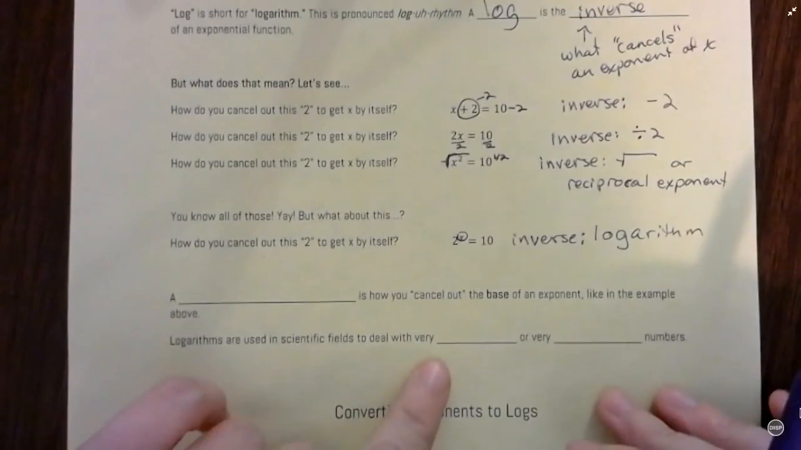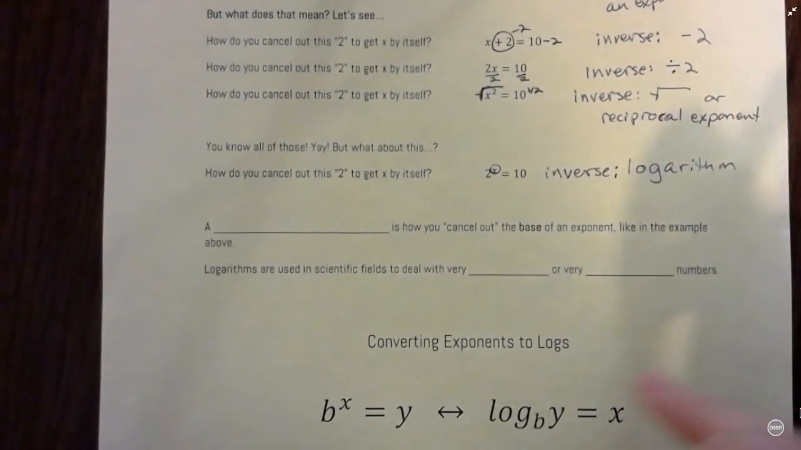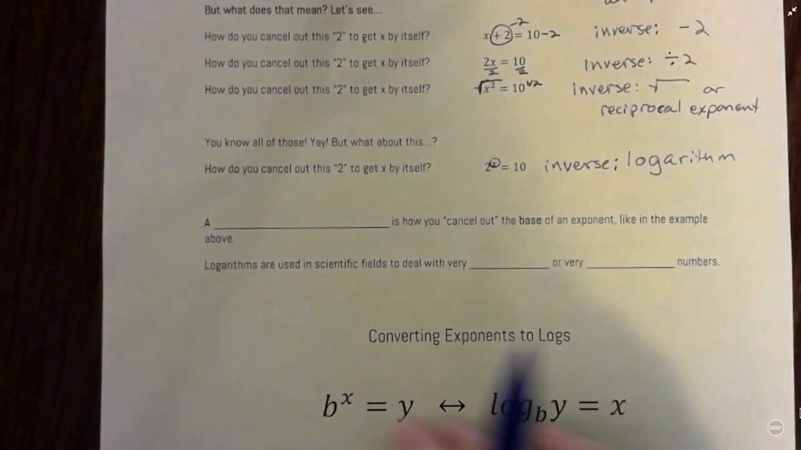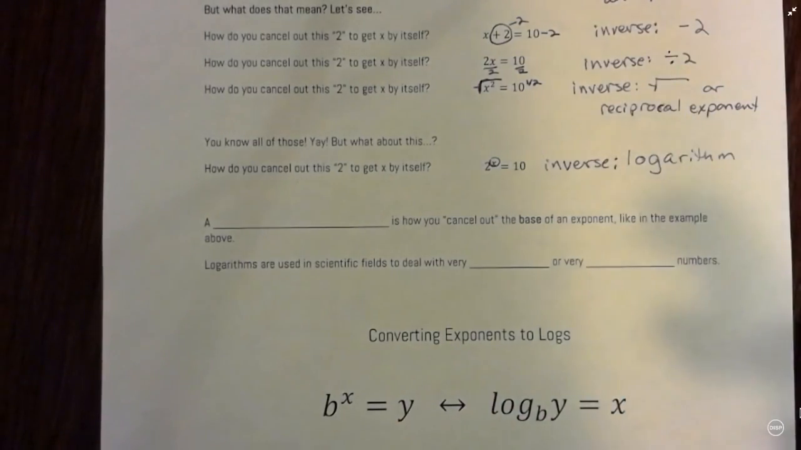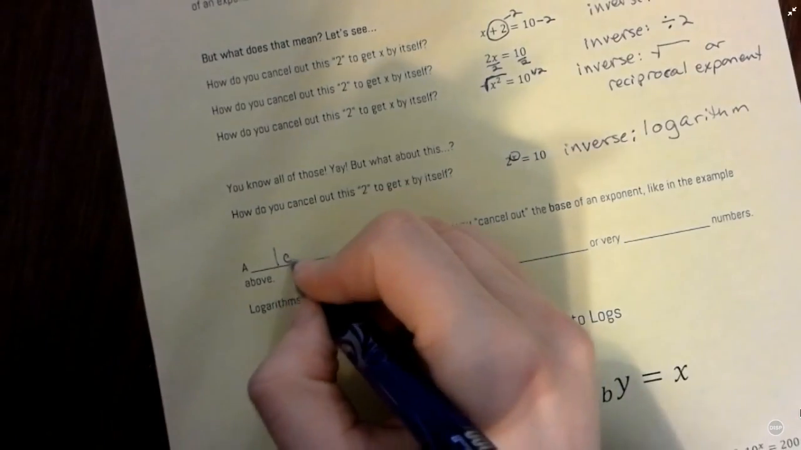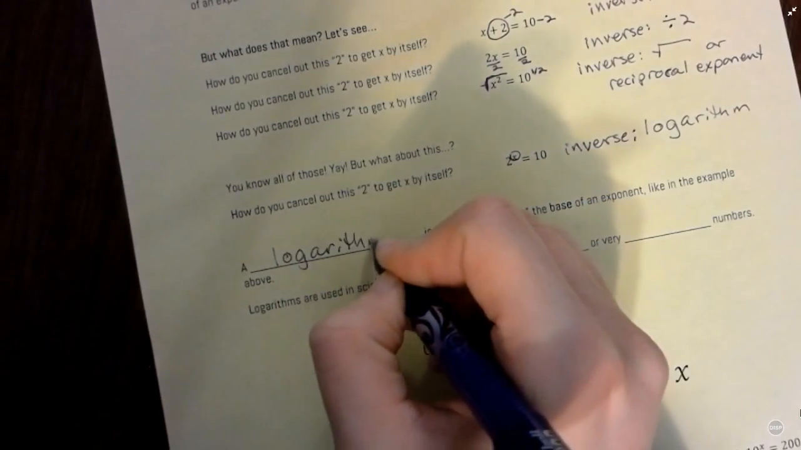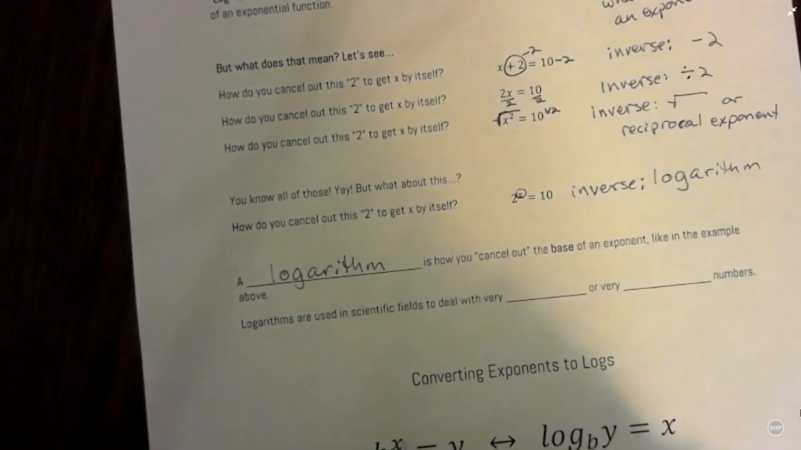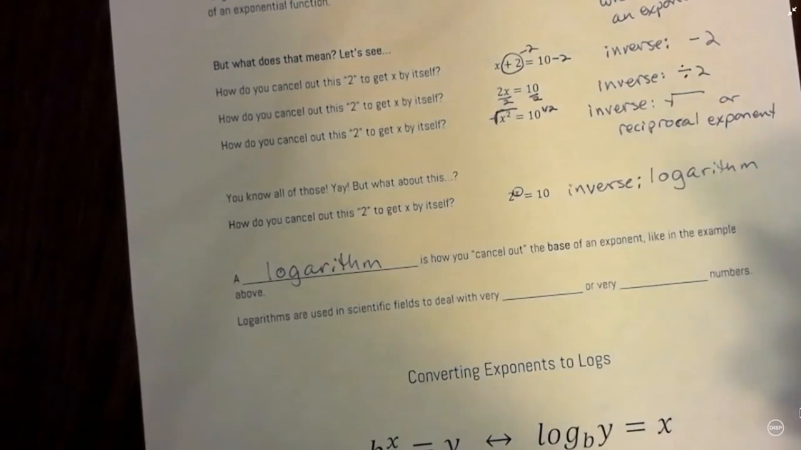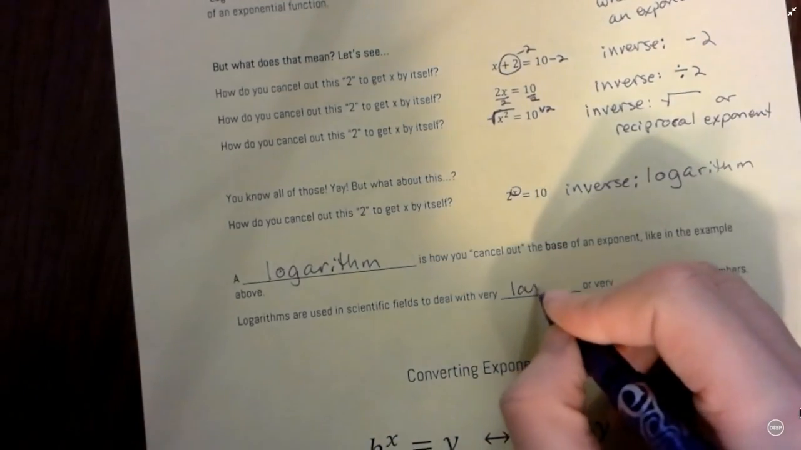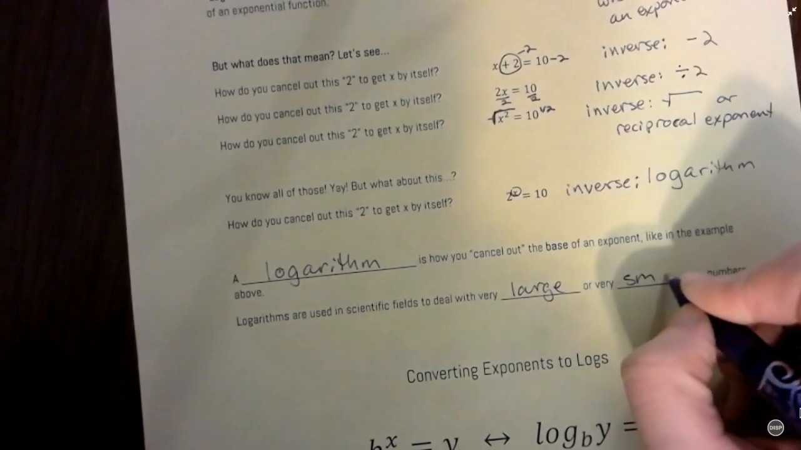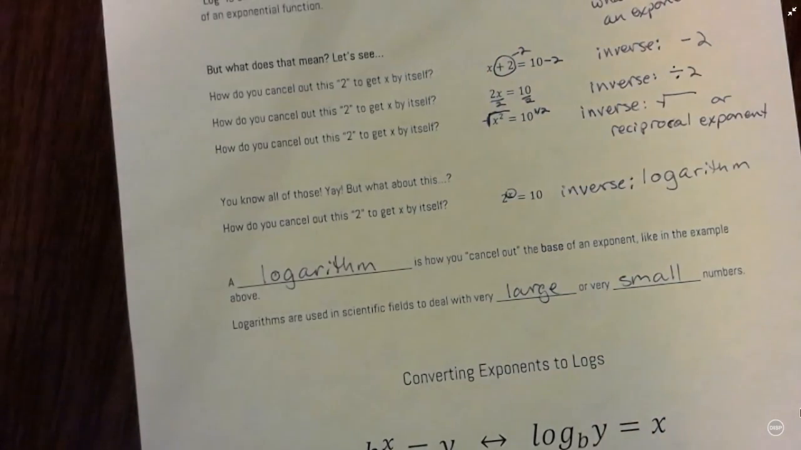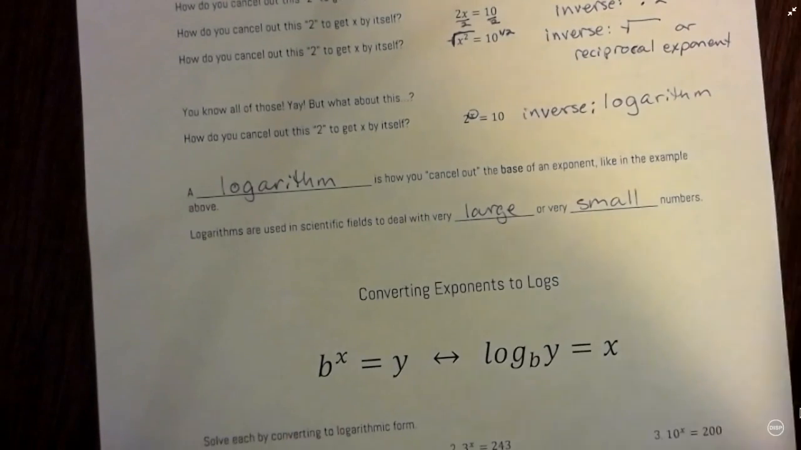So I'm going to show you how to do it. Most of the time in previous years when students kind of got the hang of it, they didn't think it was that hard. So you just kind of have to get over that initial, oh my God, what is this feeling that you might be having right now? So a logarithm is how you cancel out the base of an exponent, like in the example above, to get that x all by itself. And logarithms are used in scientific fields with very large or very small numbers because they make the numbers easier to work with. And we will see some examples of that later on in the unit.